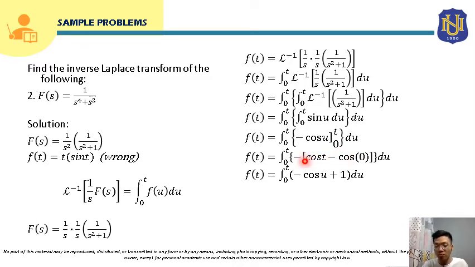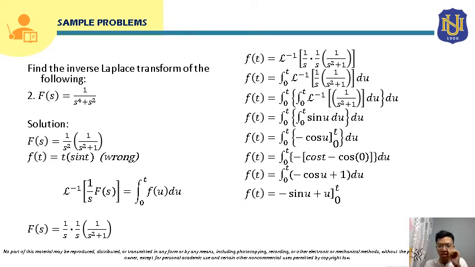Okay, so this will become negative cosine t plus 1. But in this case, we have to express again that variable t into u. So instead of negative cosine t plus 1, we will rewrite it as negative cosine u plus 1. And now we are going to integrate this negative cosine u plus 1 du from 0 to t.